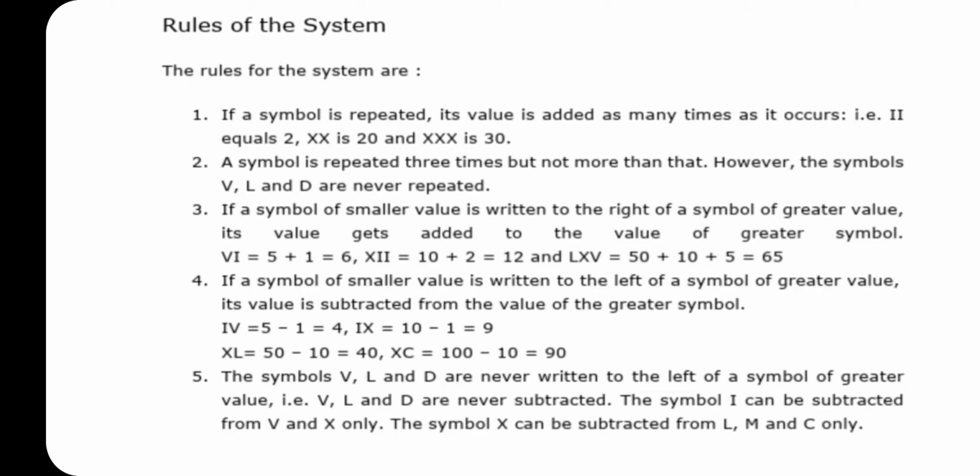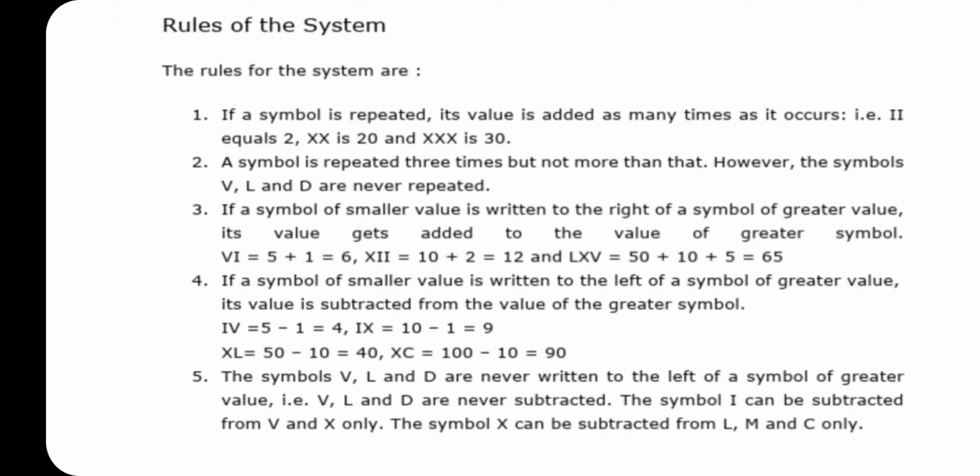Same way, I is written on the left hand side of X, which will give us 10 minus 1 to get 9. Like that, if we go lower, you have X, which is written on the left hand side of L, will give us 50 minus 10 to get 40. Same way, X written on the left hand side of C will give us 100 minus 10, which is 90.